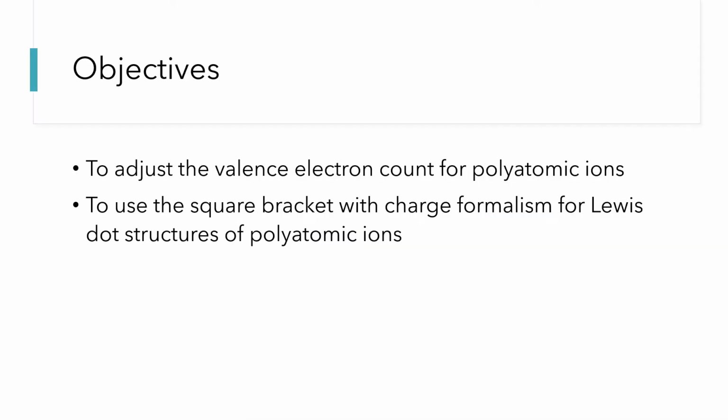In this video, we're going to look at how we draw Lewis dot structures for polyatomic ions. The two main differences between neutral compounds and polyatomic ions when it comes to their Lewis dot structures are that we're going to have to adjust the valence electron count to account for that charge. And then we're also going to introduce square brackets outside of our Lewis dot structure, and put the charge outside of those square brackets to complete the Lewis dot structure for a polyatomic ion.